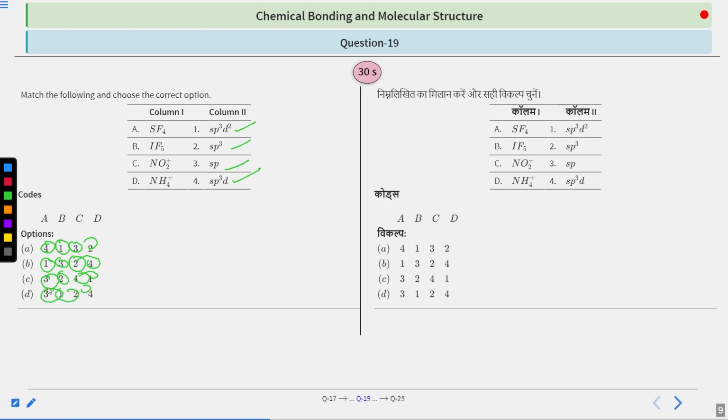So for A, A is this, B is this, C is this, and D is this. If you consider option A, your compound A, which is this, has 4, which is sp3d. In this way it is distributed. So you have 30 seconds to solve this question. Your time starts now.